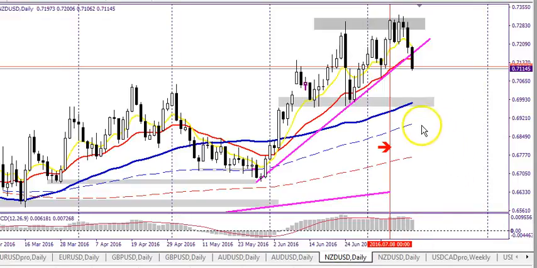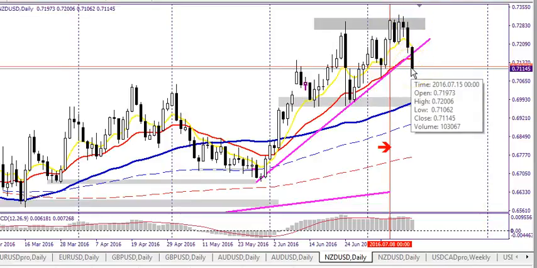Now we get to New Zealand. Okay, this one's a little bit more of a pair that you can possibly trade here. Again, last week price went all the way up, bounced off the resistance area that I've indicated in the gray rectangle. It's coming down actually after two strong, solid days, bearish moves, sellers completely in control.